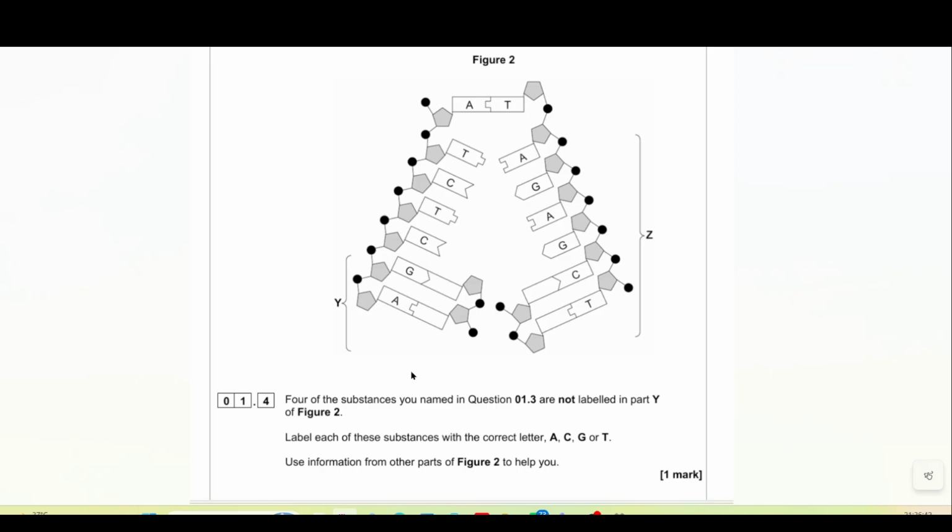So four of the substances you named in question 1.3 are not labeled. So they are A. I put T on the A and C on the G. Yes, it will be T and this will be C, right? And what about this? G and A. Yes, G and A. Okay.